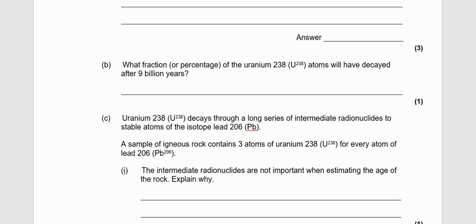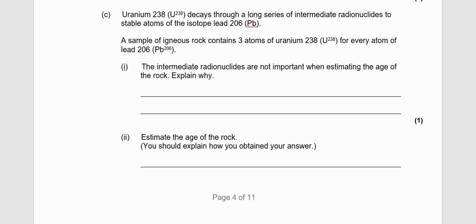Part B gives us a very good clue that our answer to Part A is correct. What fraction will have decayed after 9 billion years? 9 billion years is very close to being 2 half-lives. So after 2 half-lives, we have halved twice, so we've gone down to a total of 1/4 of the total number of atoms that we started with. But the question asks, what fraction has decayed? So actually it's 3/4 have decayed already.